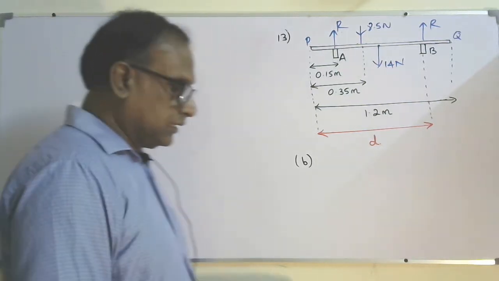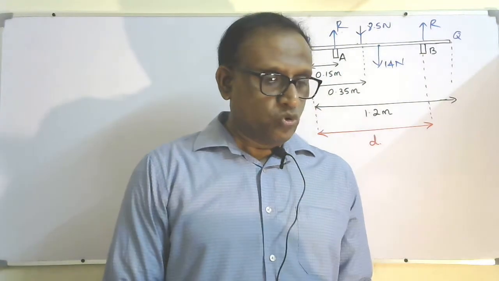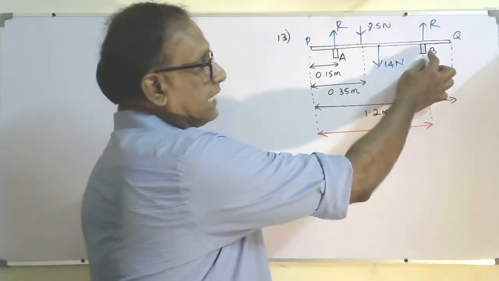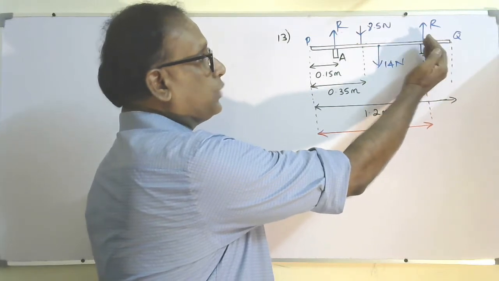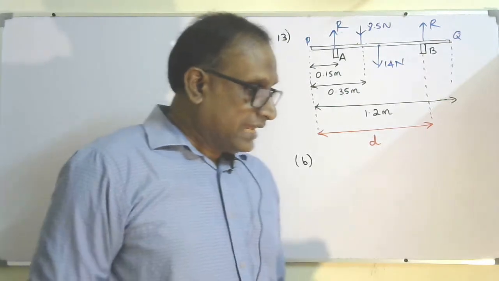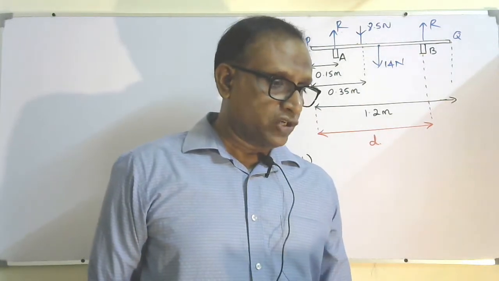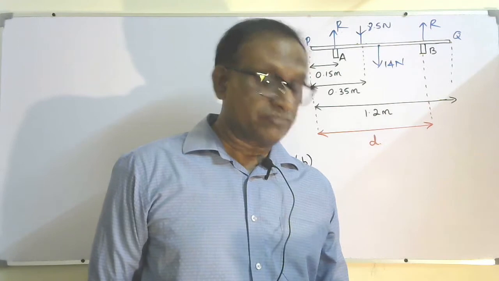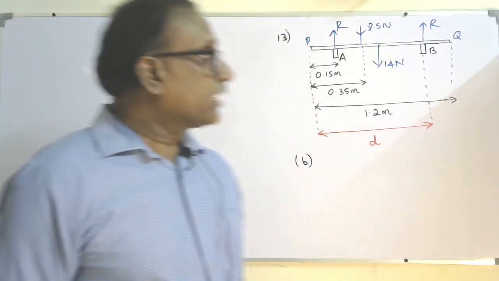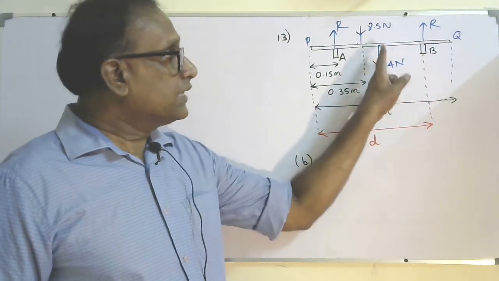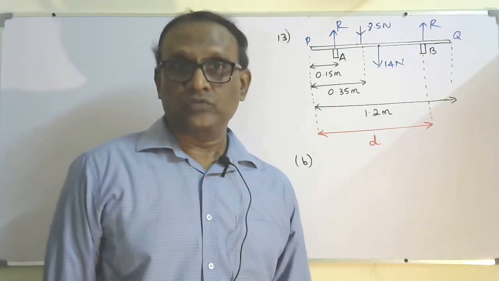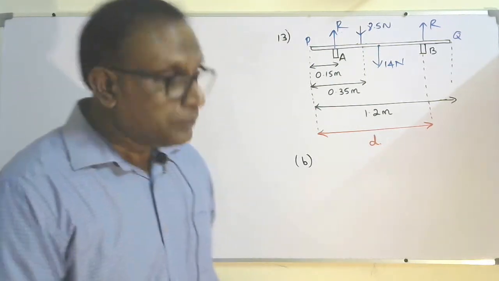Okay, part B: bracket B is moved closer to the left-hand end of the shelf. So that means they are moving B towards P, towards the left side, right? Explain the effect on the magnitude of the normal contact force of bracket B on the shelf. Now look here. Even if it is moved towards the left, the total upward force will be equal to the total downward force. So the values will become different.